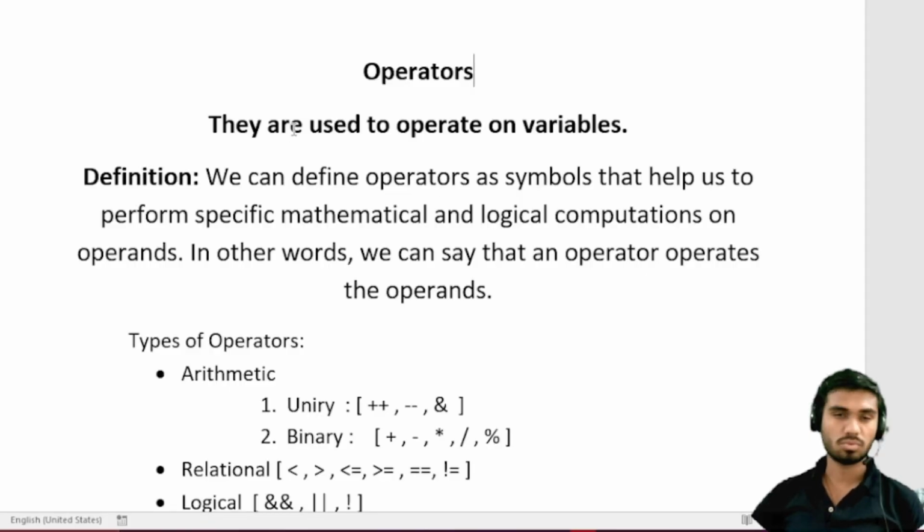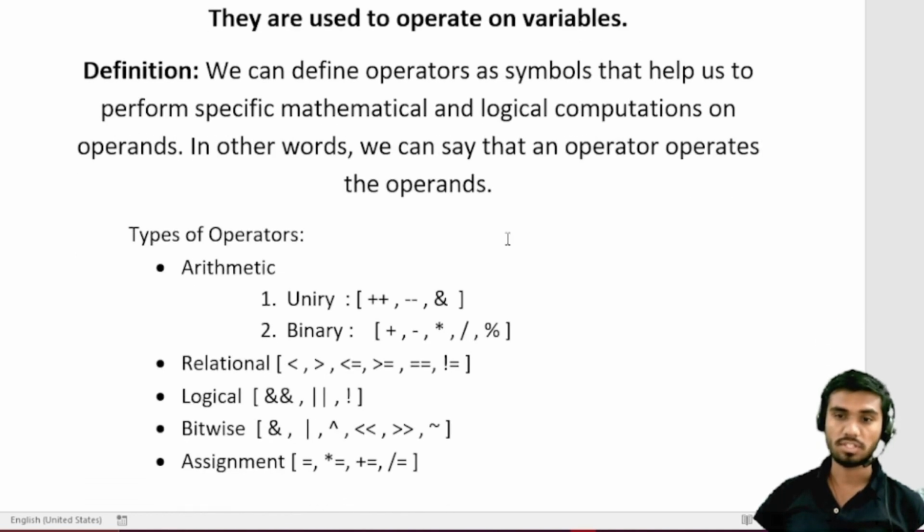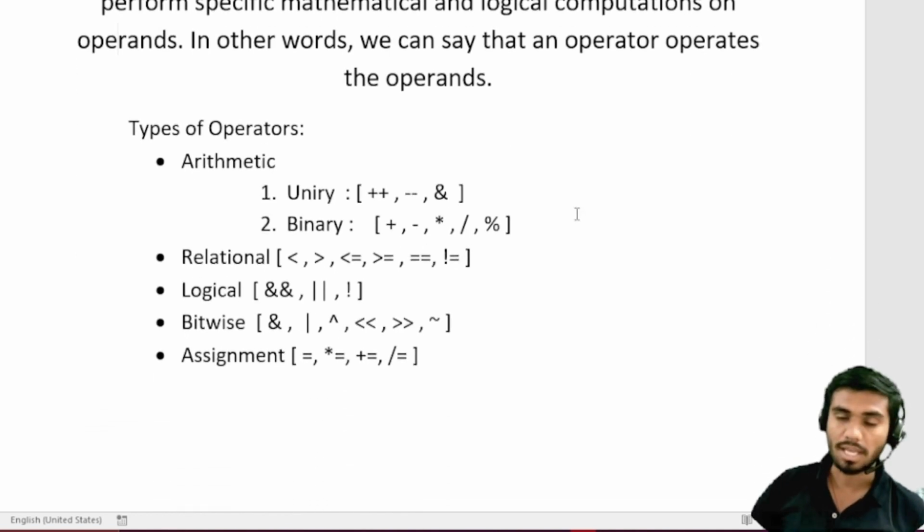First, operators are used to perform operations on variables. To operate on the variables we require the operators. Here is the definition: we can define operators as symbols that help us perform specific mathematical or logical computation on operands. Operands are basically the variables and values on which we are performing operations. So that is the definition, and here are the types of operators.